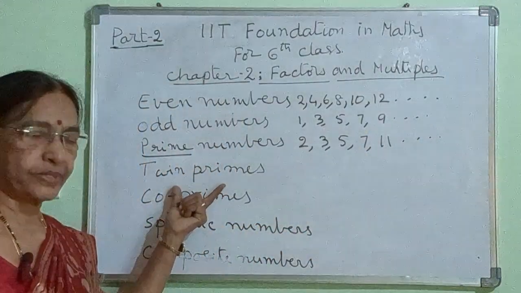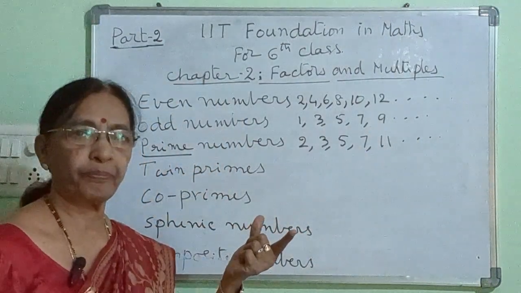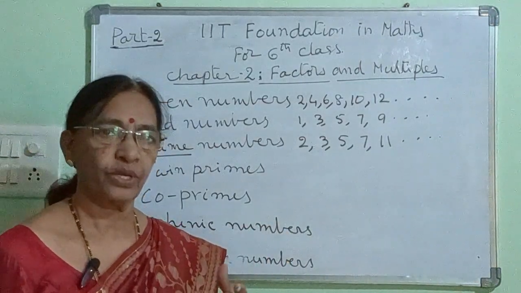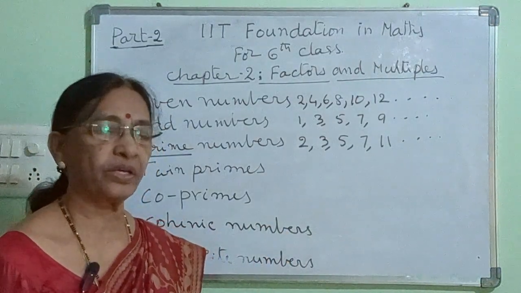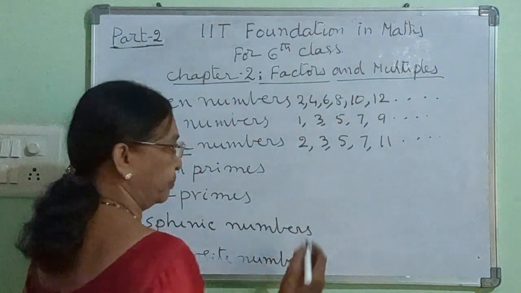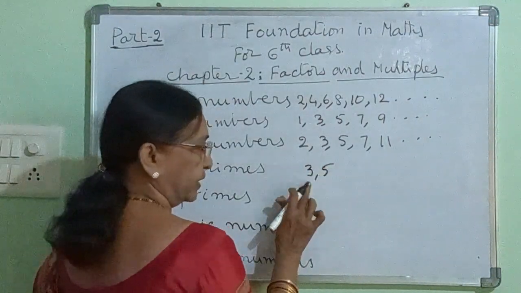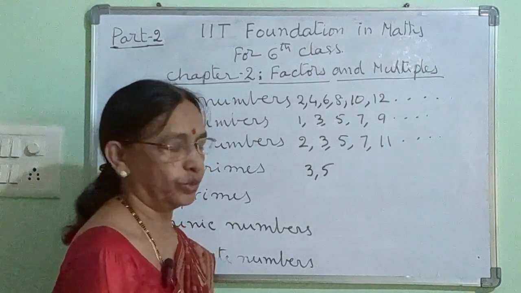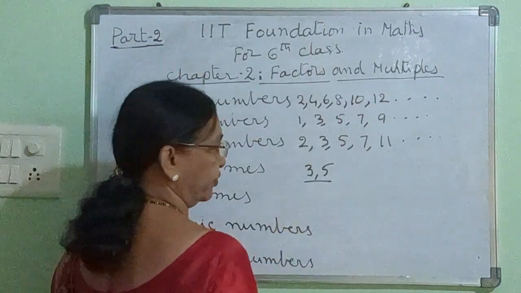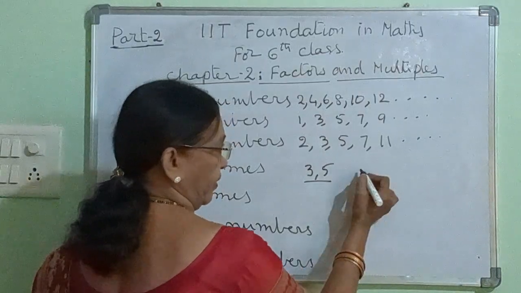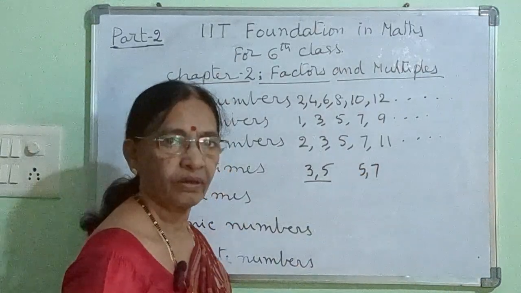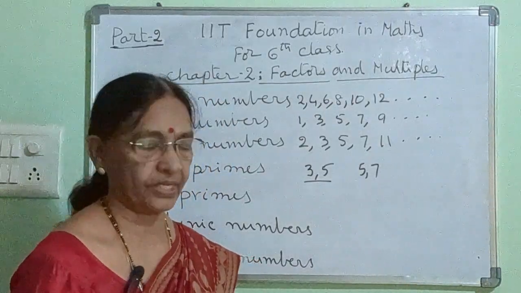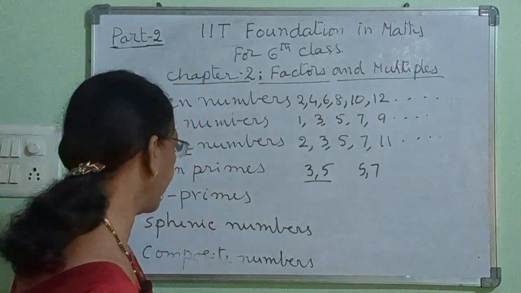Next, twin primes. Twin primes are the primes whose difference is 2. Two prime numbers whose difference is 2 are called twin primes. For example, 3 and 5. 3 is a prime number and 5 is also a prime number and their difference is 2. Therefore, these are twin primes. Similarly, 5 and 7 are twin primes. Like that, two prime numbers whose difference is 2 are called twin primes.